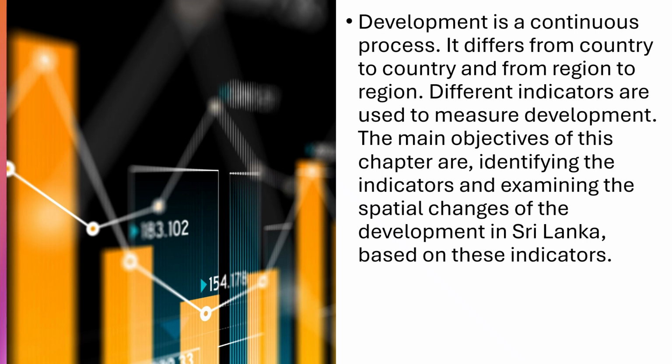Development is a continuous process. It differs from country to country and from region to region. Different indicators are used to measure development. The main objectives of this chapter are identifying the indicators and examining the spatial changes of the development in Sri Lanka, based on these indicators.